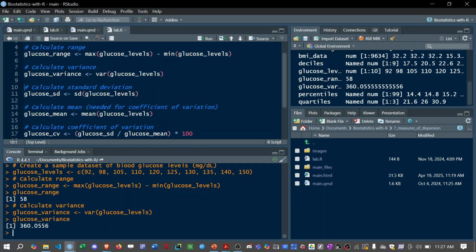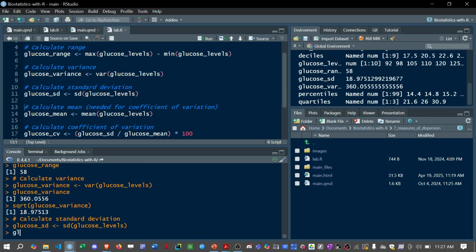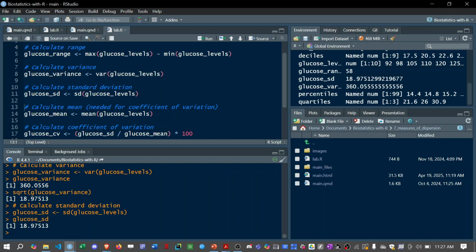This is the variance. If I want to get the standard deviation, I have two options. I could decide to just take the square root of this. I could just say square root of the glucose variance, which is 18.97, or I could just decide to use the standard deviation function and call the standard deviation, which is also 18.97513. So these are the two ways I could use to get the standard deviation. You can see, which means that the spread of various observations inside our data set from the mean is 18.97. So this is how you can interpret the standard deviation.